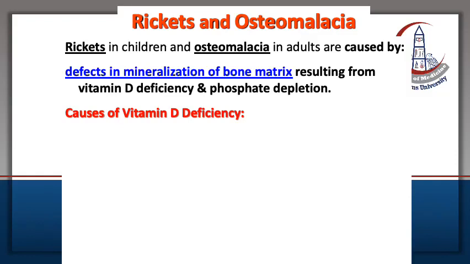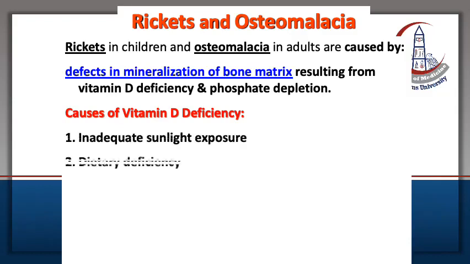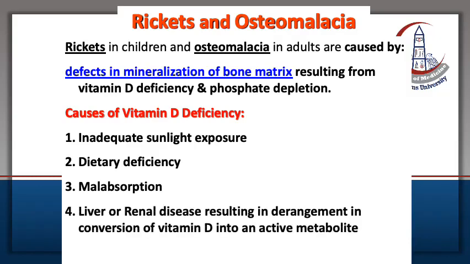What are the causes of vitamin D deficiency? It may be inadequate sunlight exposure, it may be dietary deficiency, malabsorption, liver or renal disease resulting in derangement of conversion of vitamin D into its active metabolite. Old age with a vitamin D insufficiency is another cause.